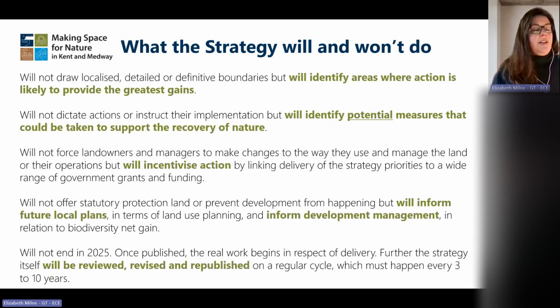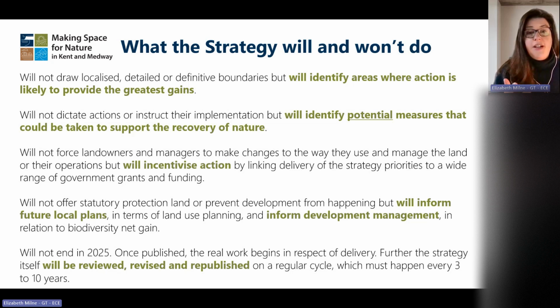So the strategy itself is a landscape scale strategy that identifies what the priorities are for nature and what action needs to be taken for those, and also identifies where we should be directing that action to. So it is spatially framed, it is mapped, but it will not draw localized, detailed or definitive boundaries. It will just identify broad areas where the action is likely to provide the greatest gains.